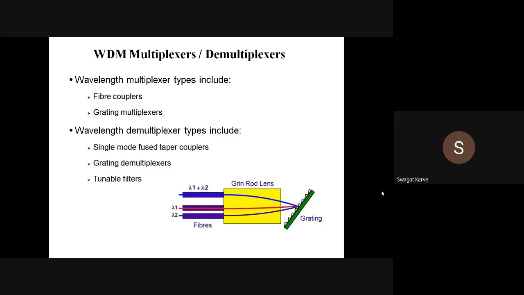also, or you can use tunable filters. That is, tunable optical filters can be used as a demultiplexer in case of WDM. So this is about the components that you can use for the WDM multiplexers and demultiplexers, right? You can use fiber couplers or gratings as multiplexers, and you can use taper couplers, gratings and tunable filters as demultiplexers for the WDM.